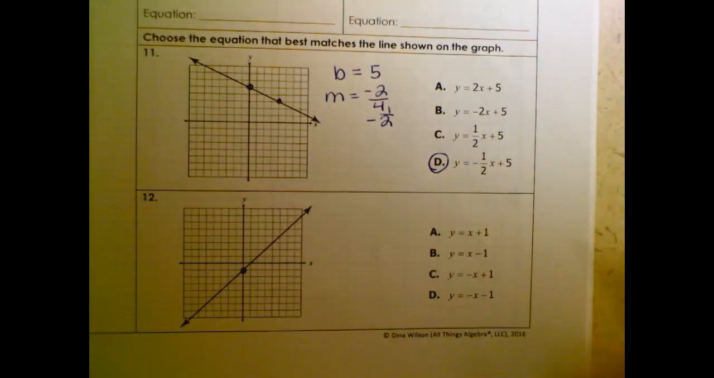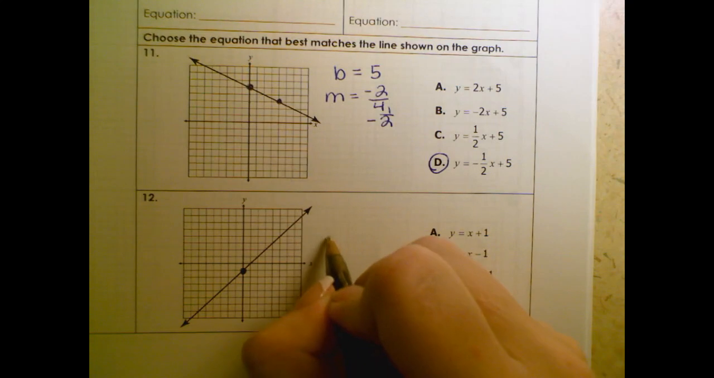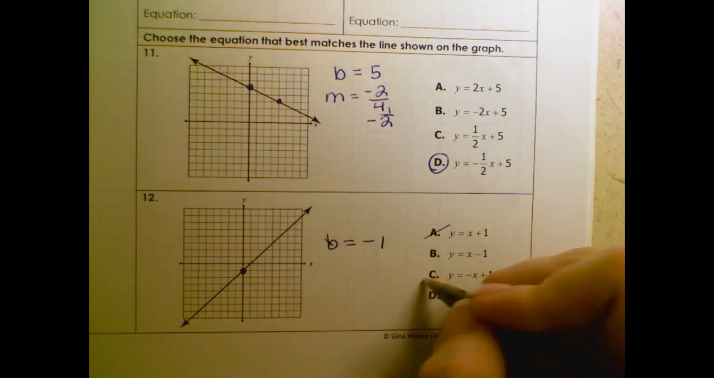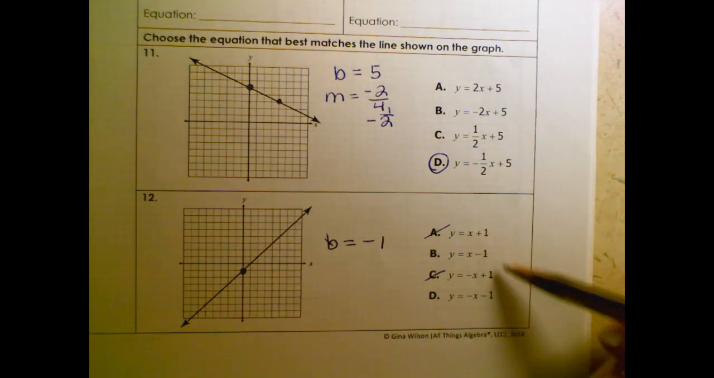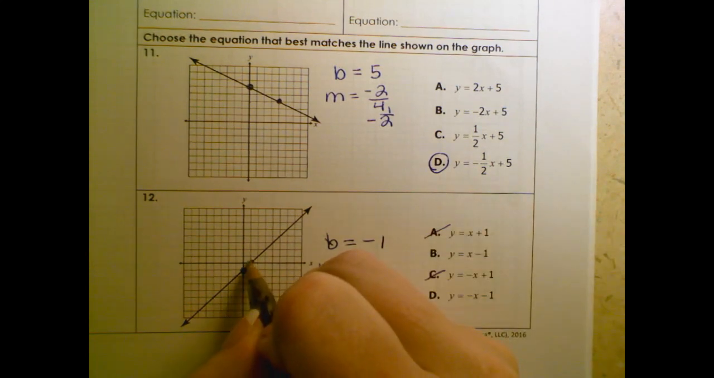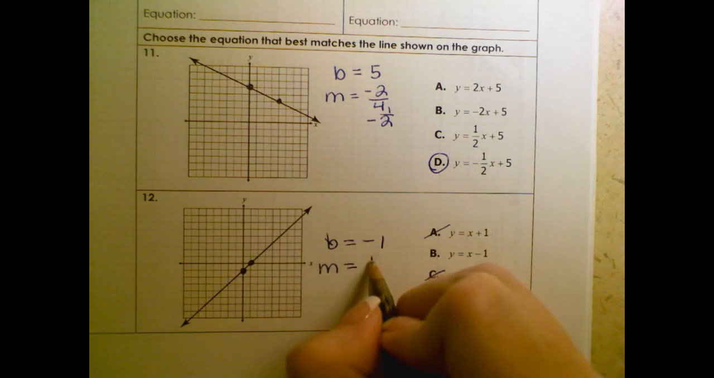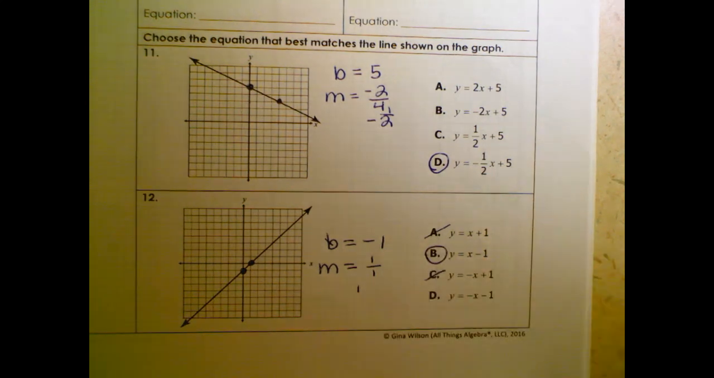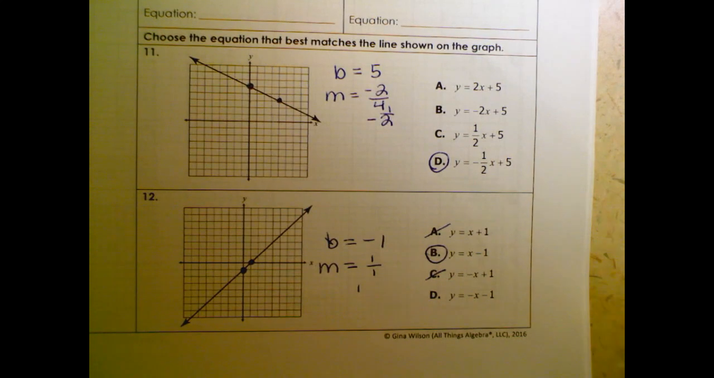Looking at number 12, y-intercept, where it touches the y-axis, is at -1. So I can go ahead and already eliminate A and C because their y-intercepts are at +1. My slope, I'm going to pick the next point. So I go up 1 over 1, which reduces to 1. So +1x plus or -1 as my slope. Let me know if you guys have any questions, but that is all for today.